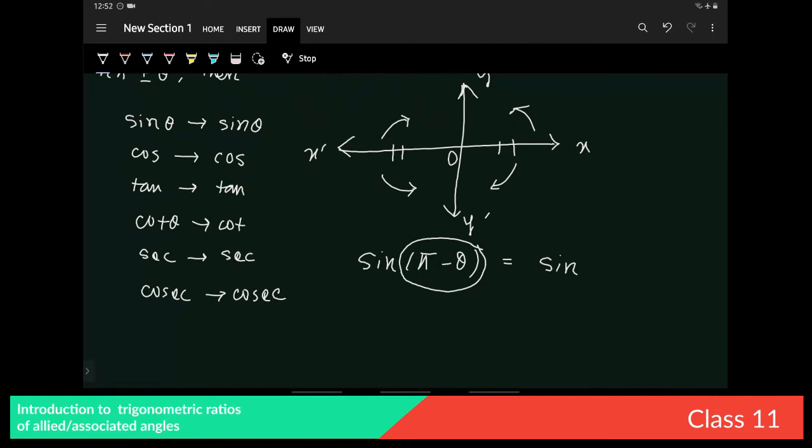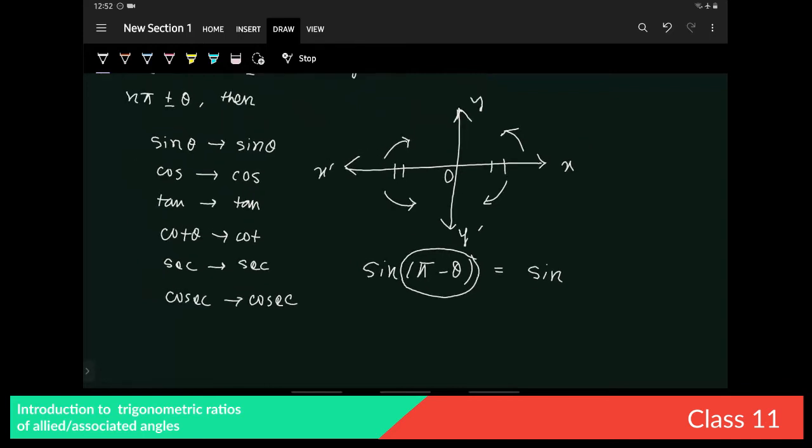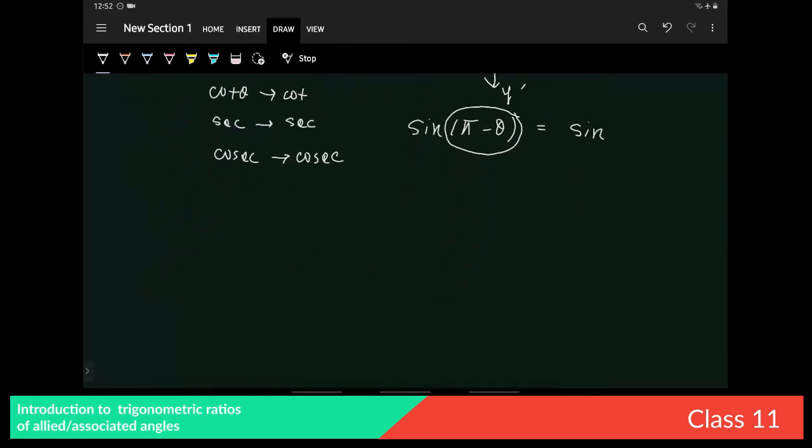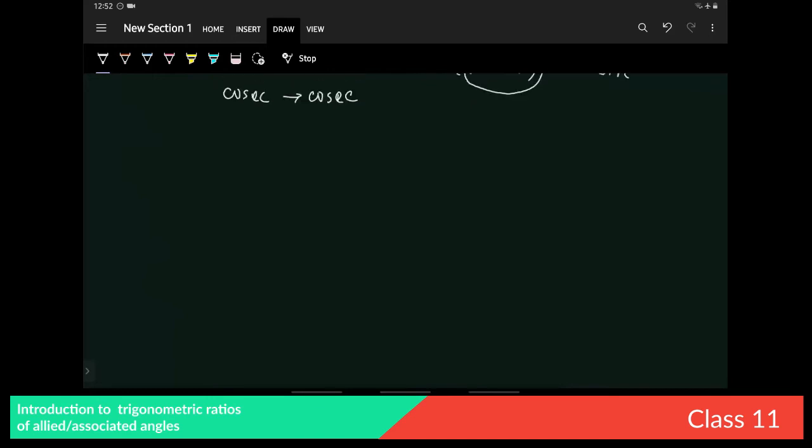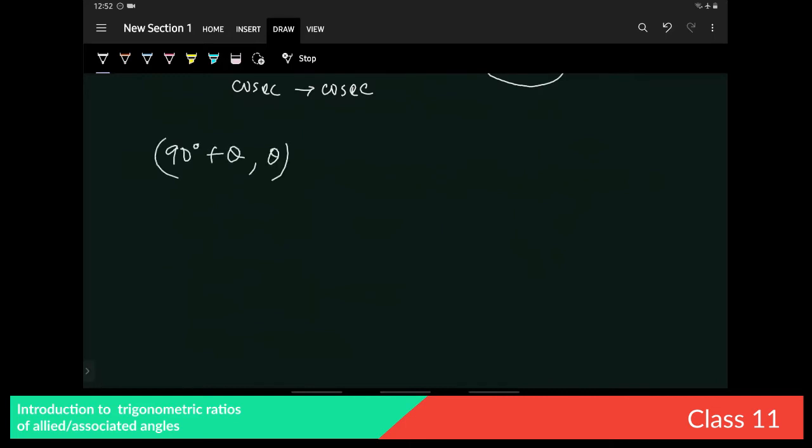So that is the working rule for the associated angles. Now we are coming to different angles which are related with these associated angles. Just now I have given some examples, that is 90 degree plus theta, 90 degree minus theta. These are associated angles. So I will discuss these angles: what will be sine of 90 plus theta, what will be tan of 90 plus theta, what will be cos of 180 minus theta. I will discuss these topics.